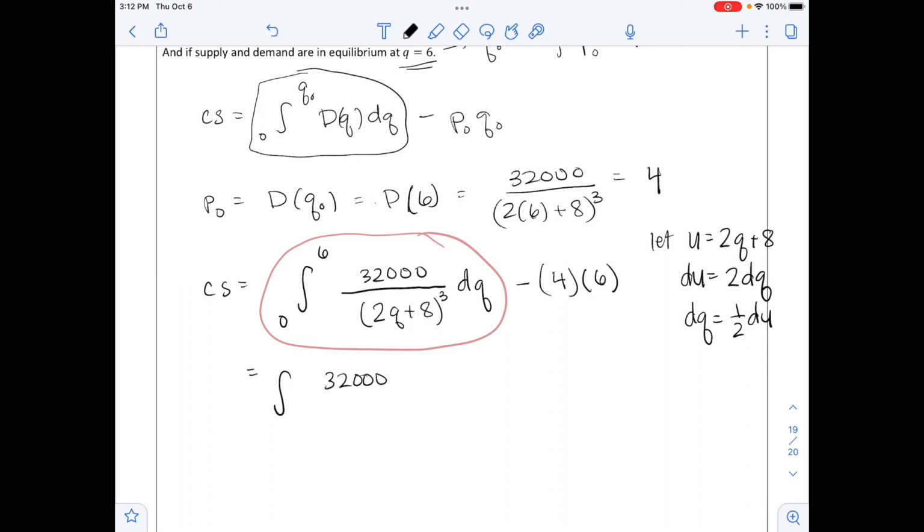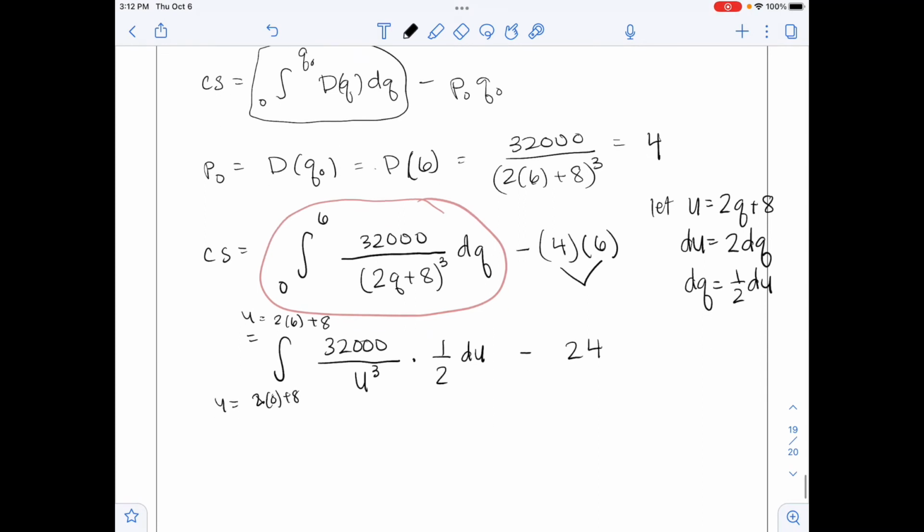But for right now, I'm going to have 32,000 over u to the third. And then instead of dq, I'm going to multiply by 1/2 du. And then minus 24, just multiplying the 4 times the 6. So my limits of integration are going to change. For the upper limit of integration, we need to substitute in 6. It's going to be 2 times 6 plus 8. That would be my new u value. And my lower u value is going to be 2 times 0 plus 8. That would be my lower limit of integration.